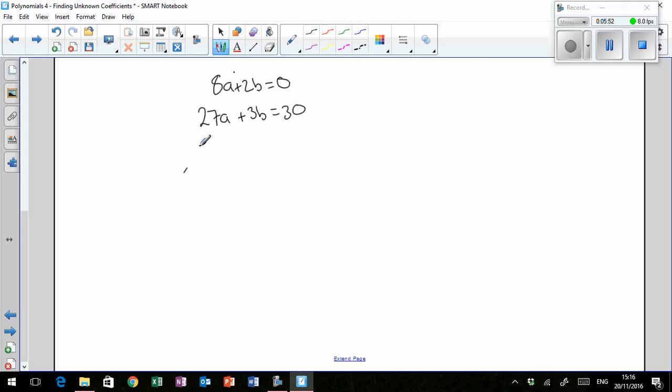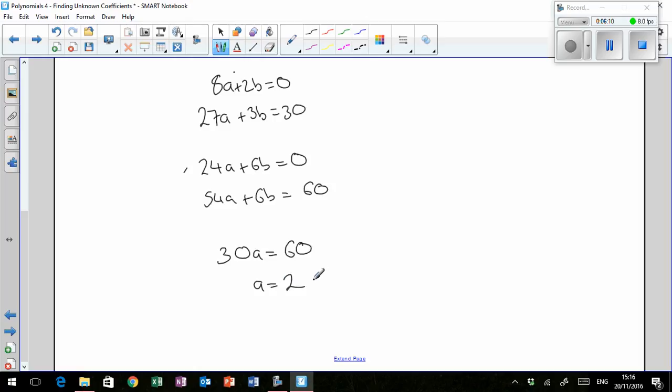I'm going to times the top one by 3, so 24a plus 6b is equal to 0. I'm going to times the bottom one by 2, so 54a plus 6b is equal to 60. I'm going to take the top one away from the bottom one. So 30a is equal to 60, which means a is 2. Then substituting back in: 8a plus 2b is equal to 0. I know 8a is now 16 because a is 2, which works out as 2b is negative 16 and b is negative 8. So there are your unknown values.